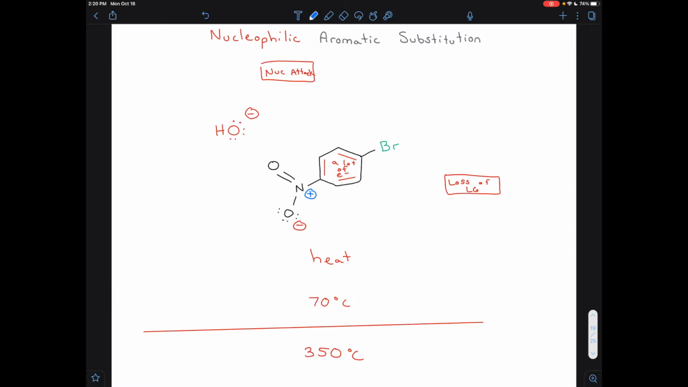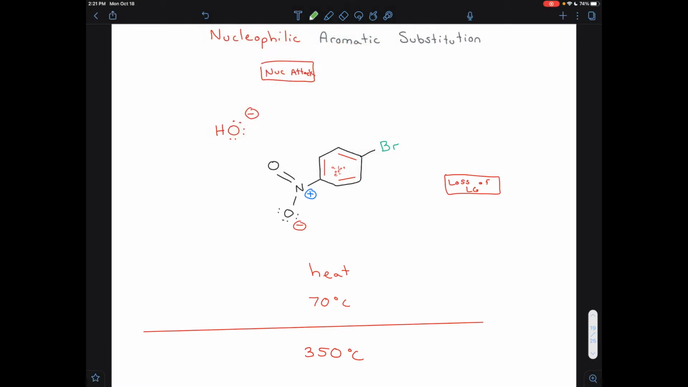The reason why the nitro group allows you to do this reaction at a lower temperature is because the nitro group pulls electrons out of the ring. They go toward the nitro group. That's for two reasons. The first reason is that you have a lot of electronegative elements. The oxygens and nitrogens use their electronegativity to pull electrons out of the ring. The other reason is because of resonance.